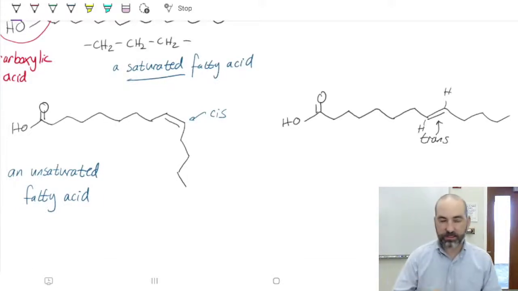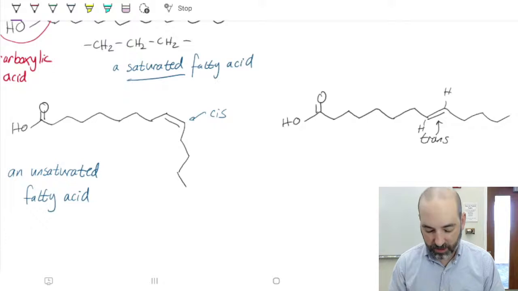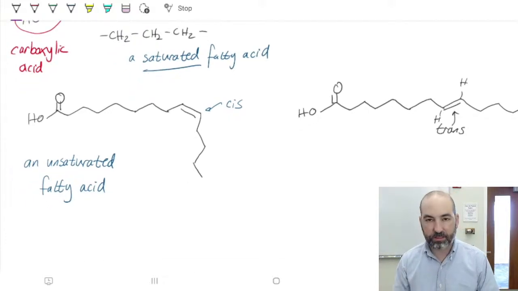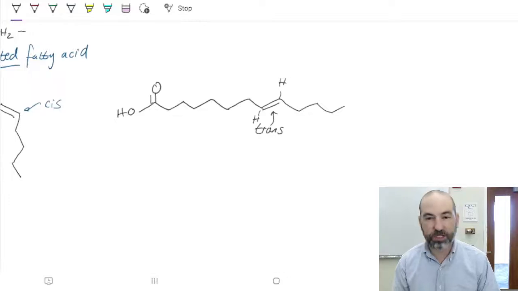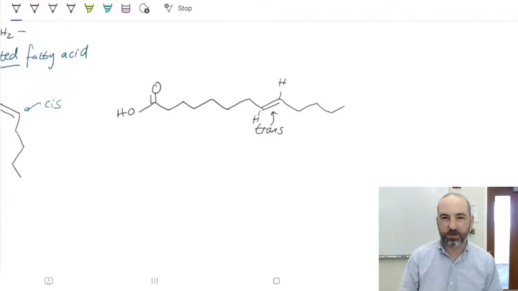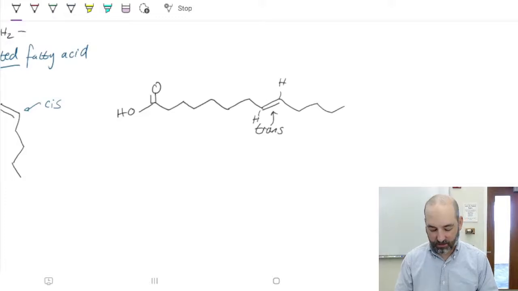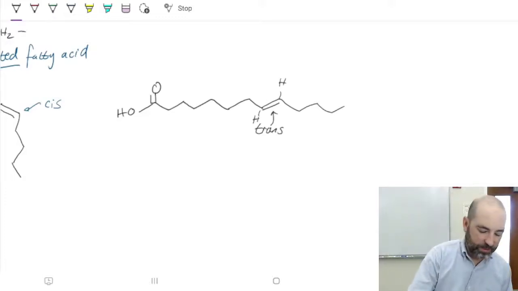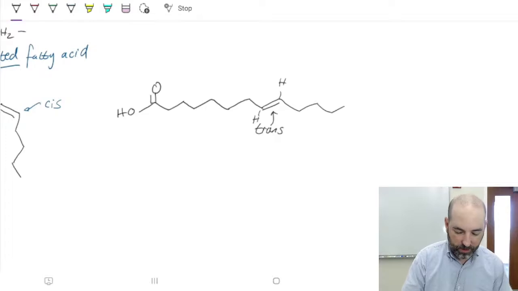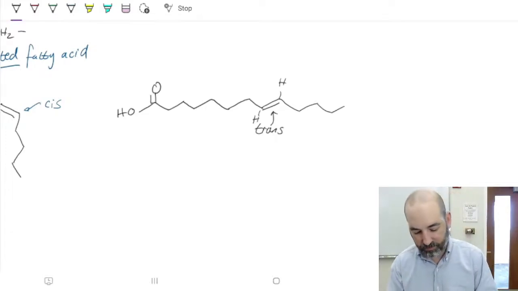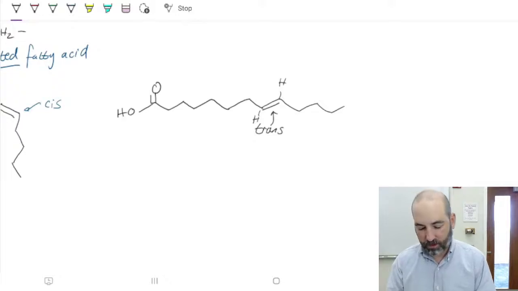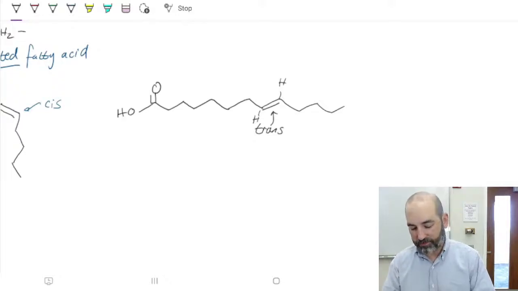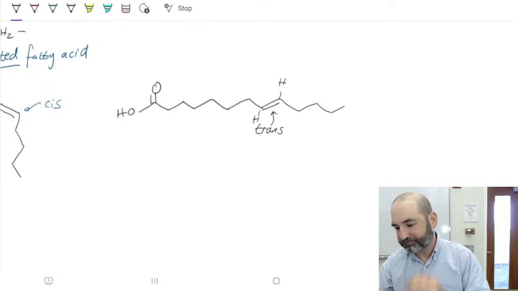So, unsaturated fatty acids, cis or trans: the majority of naturally occurring unsaturated fatty acids are cis. Trans fatty acids generally come from hydrogenation processes, which used to be used in foods. They're not so much anymore because we know they're real bad for you and not really necessary. Let me rebuild my model here. All right, so that's the basics of fatty acids.